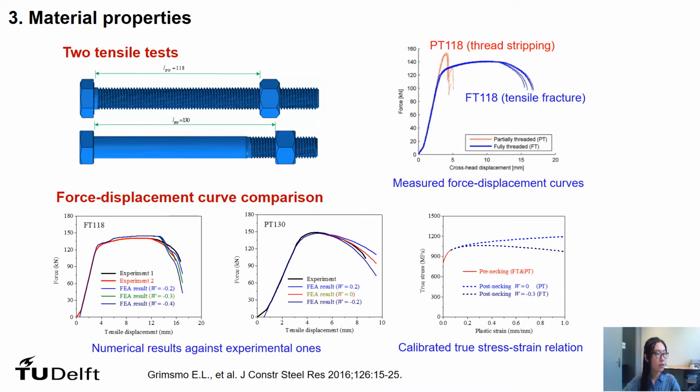Quantitative numerical analysis of FT118 and PT130 tests are conducted to calibrate the bolt stress generation using Abaqus. And the lower left figure shows the numerical force displacement curves against the corresponding experimental results for FT118 and PT130 with different weighting factor. And after calibration, the post-necking stress generation for FT and PT bolts are described by the combined linear and power law with weighting factor W equal to minus 0.3 and 0 respectively in the following analysis.